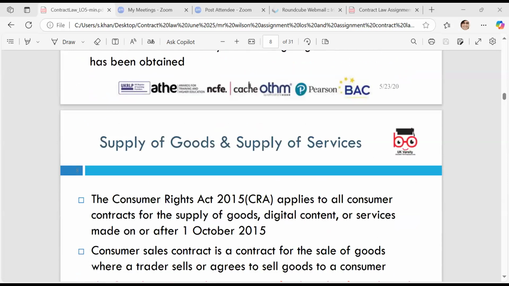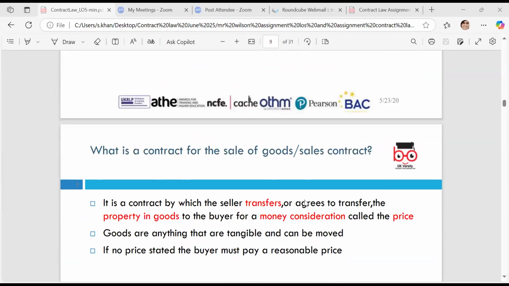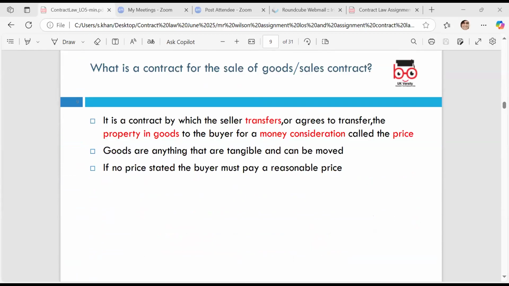Supply of goods and supply of services regulates contracts for the transfer of goods. The Consumer Rights Act 2015 applies to all consumers for goods and services, and does not apply to contracts for sales of goods made between businesses. What is a contract for the sale of goods and services? It is a legally binding agreement where a seller transfers or agrees to transfer ownership of goods to a buyer in exchange for a price.